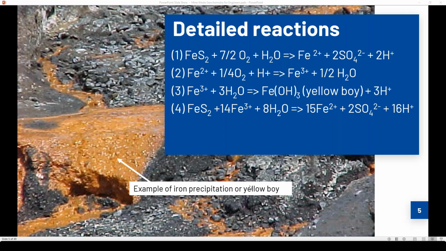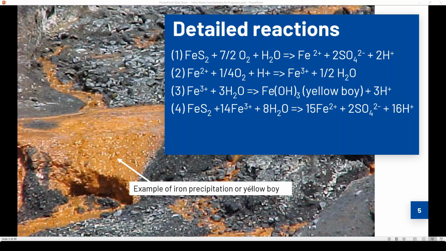So here are some of the detailed reactions. Just to reassure you, we're not going to spend a lot of time on the details of the reactions. The important thing to focus on today is that what we see there are the 4 reactions usually ascribed to the process of acid mine drainage. In the first reaction, an iron sulfide, usually pyrite, reacts with oxygen and water to give us as products iron in the 2-valent state, Fe2+, sulfate, plus 2H+, which is an indication of the acidity.